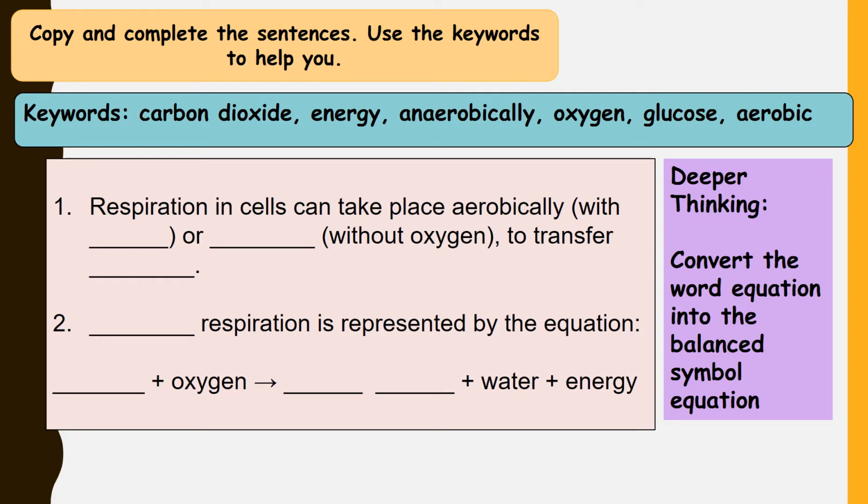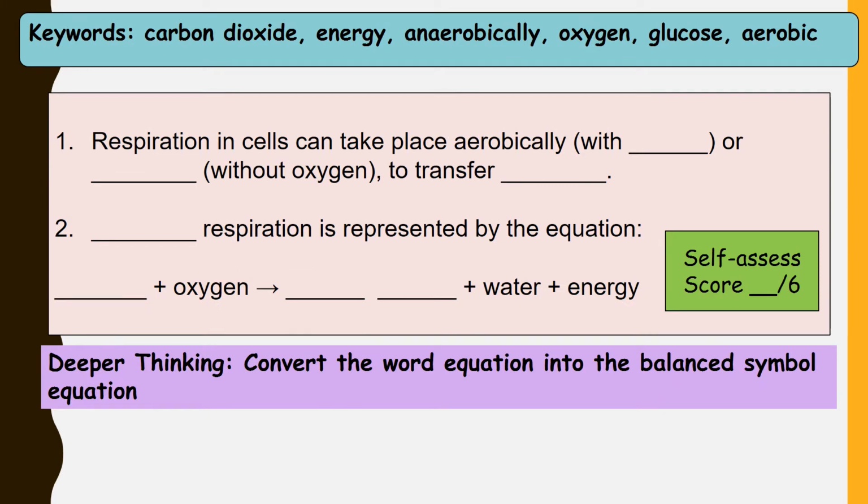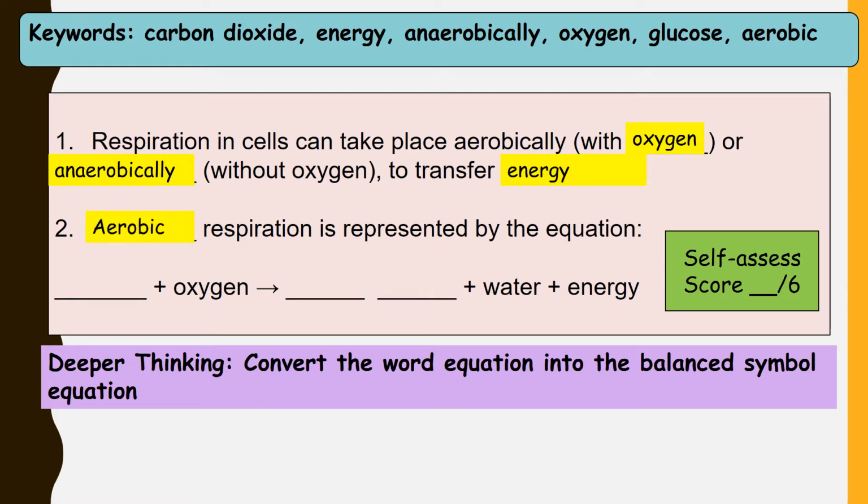Okay, so hopefully we've had a go at these key points before we move on. You will have covered a lot of this in Key Stage 3, so you might remember from then, or from the starter activities we've already done. So respiration in cells can take place aerobically with oxygen, or anaerobically without oxygen to transfer energy. Aerobic respiration is represented by the equation glucose plus oxygen makes carbon dioxide plus water. So there were 6 there, so give yourself a mark out of 6 on how many of those you got right from what you would have done at Key Stage 3 or what we've done in a couple of previous lessons.